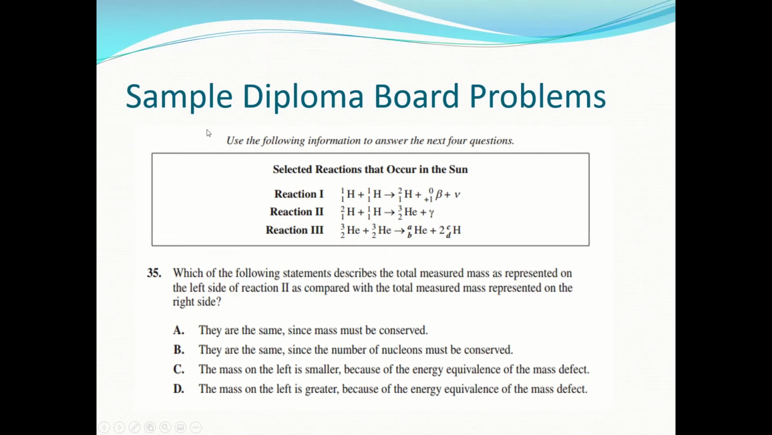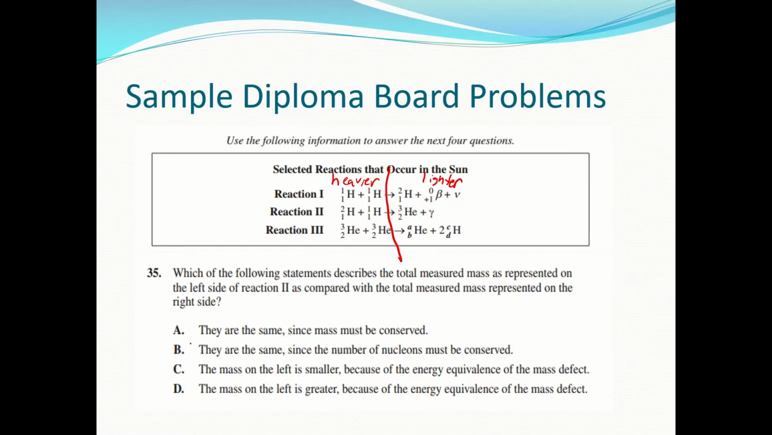Hey, let's start off with some sample diploma problems. Which of the following statements best describes the total measured mass represented on the left side of reaction 2 compared to the measured mass on the right side? Okay, so whenever you're doing a nuclear equation, this side is always heavier and this side is always lighter, no matter if it's fission or if it's fusion.